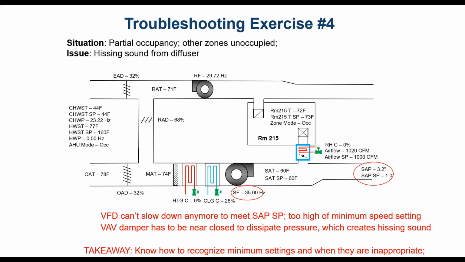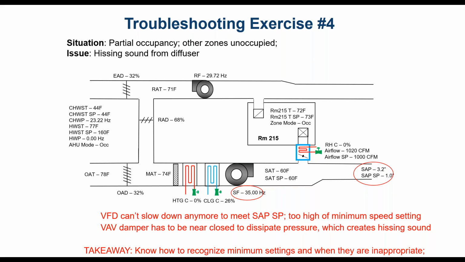So the takeaway here is know how to recognize minimum settings and know when they're inappropriate. For instance, if you look at a frequency on a supply fan or a return fan or on a pump, right on a VFD itself, and you see the frequency in hertz is 0.00 at the end of it, 0.00 is rarely maintained.